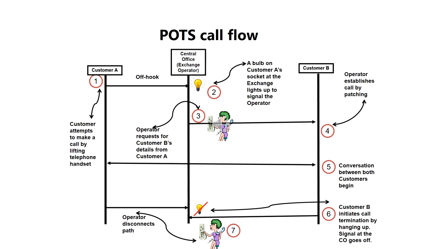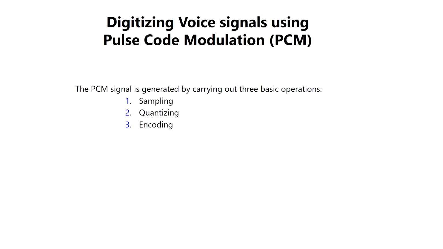5. Conversation between parties begin and the physical circuit is seized and blocked from all incoming calls. 6. Call termination occurs when either of the two parties cuts the call and the light above either socket for the parties goes off. And finally, the operator manually disconnects the patch cords.